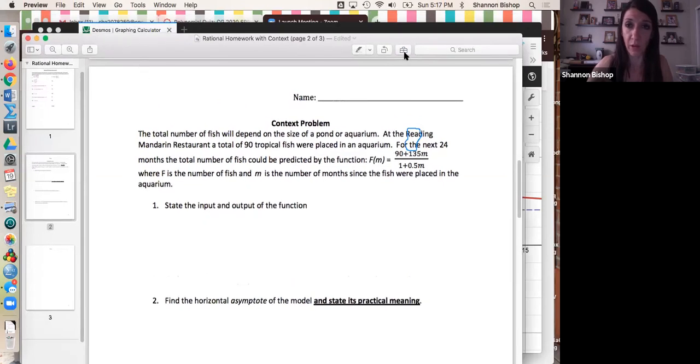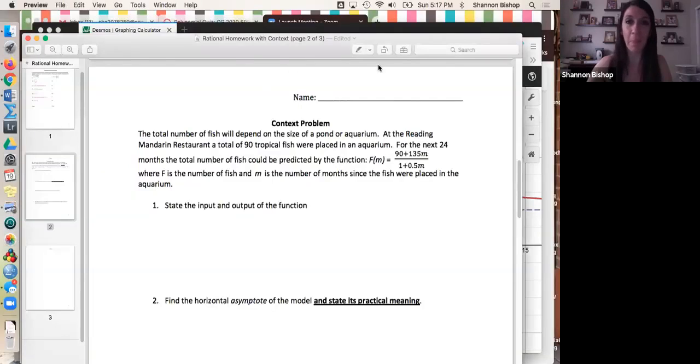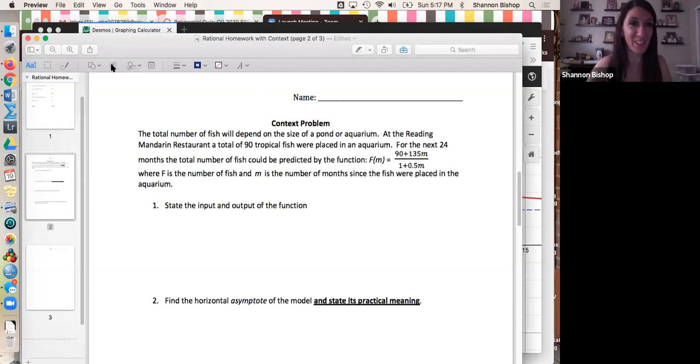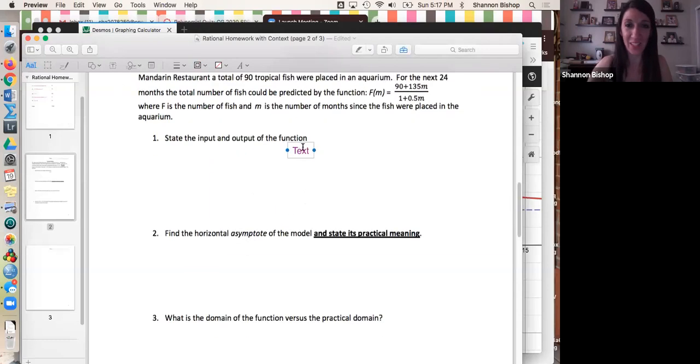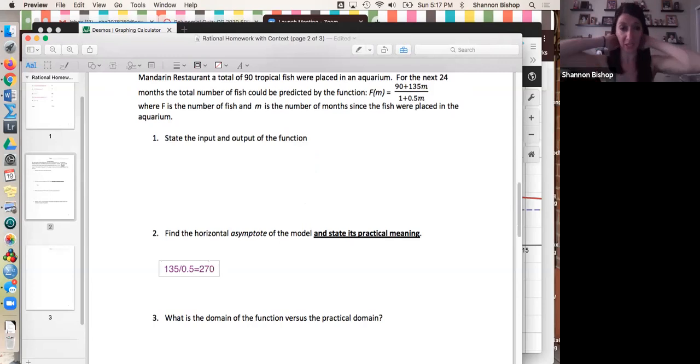Okay, you need to go away. There we go. No, wait, sorry. Go back. There we go. So text, here we go. So the horizontal asymptote is whatever 135 divided by 0.5 is, which I know is 270. So the value of the horizontal asymptote in this problem is 270.